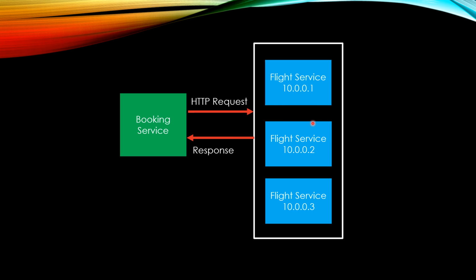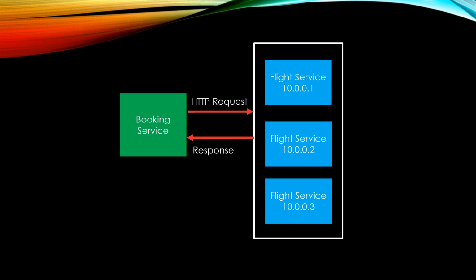right? It cannot understand which instance we have to call, and even if we tried to hardcode the IP address of one instance, an instance can go down anytime, right? It can be stopped or shut down anytime, and we have to make a call to another instance. So how does our booking service understand which flight service we have to call? For this reason, there is a pattern called the service discovery pattern, and we are going to discuss it in this video.